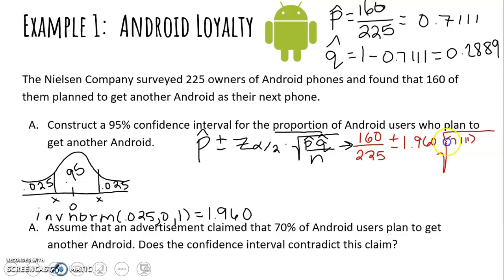0.7111. Now you can write the fraction here, or you can write the decimal. It's up to you. Times 0.2889. You can't really see that, but that's what that says. Over the total, which is 225.